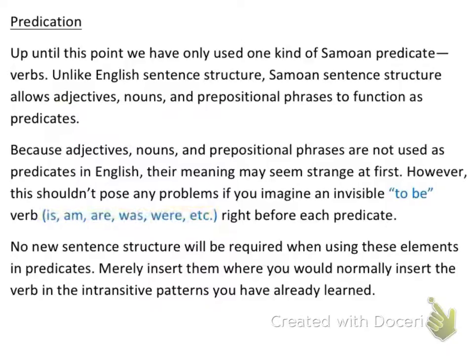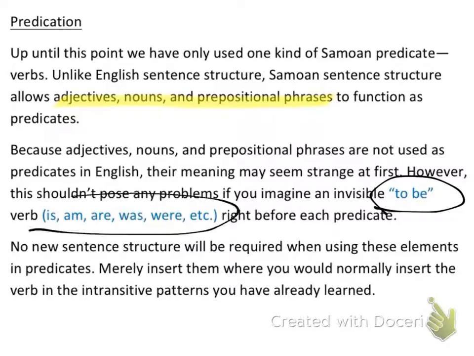right before each predicate. So, because I'm going to be, in the absence of verbs and adverbs, filling adjectives, nouns, and prepositional phrases in the predicate phrase location, it's going to sound a little bit funny, but what you need to do is just imagine an invisible to be verb. So those kinds of verbs are like this: is, am, are, was, were, has become, things like that. That will help you kind of think about the sentence, and it'll be a little bit more clear.